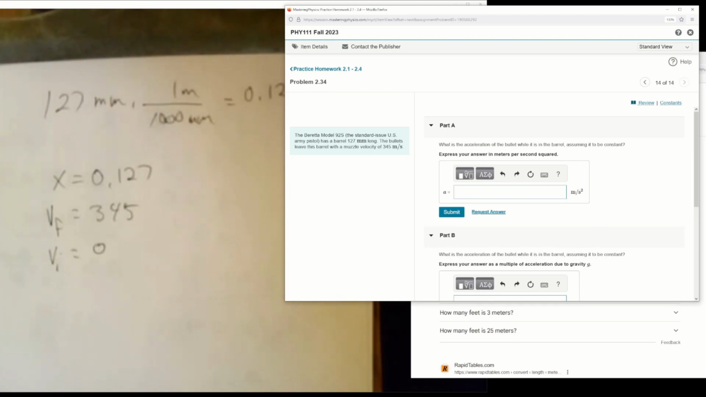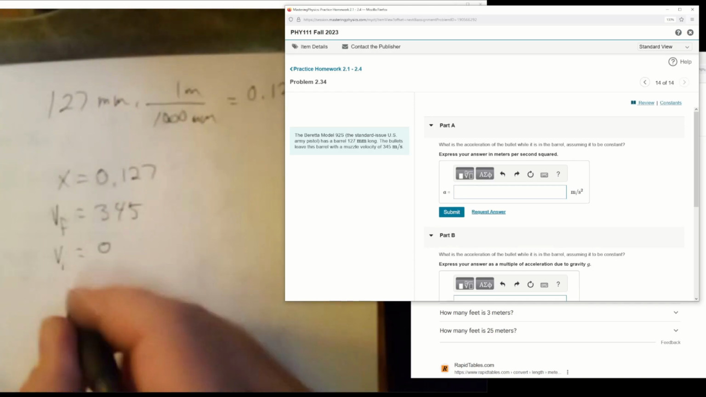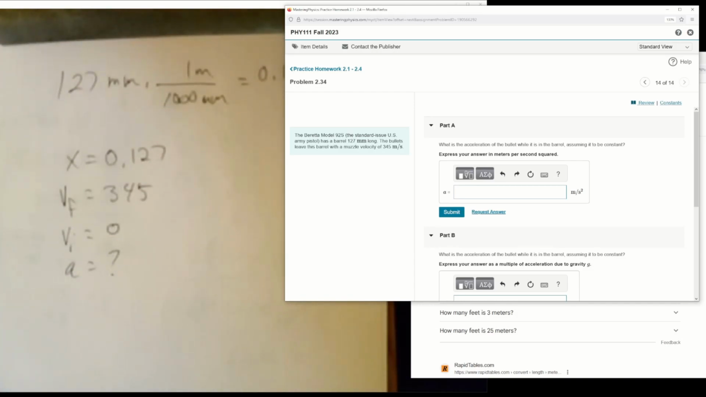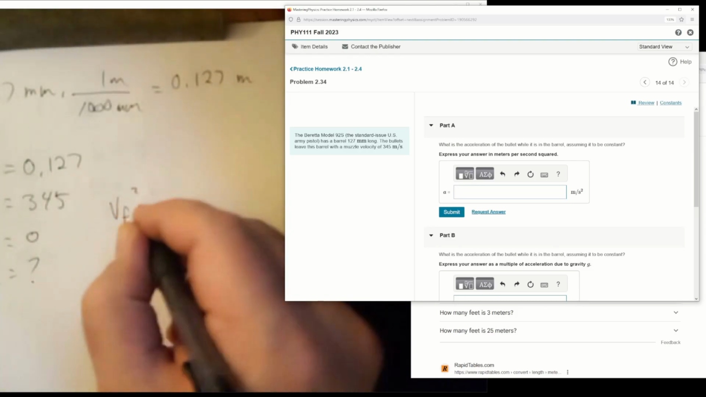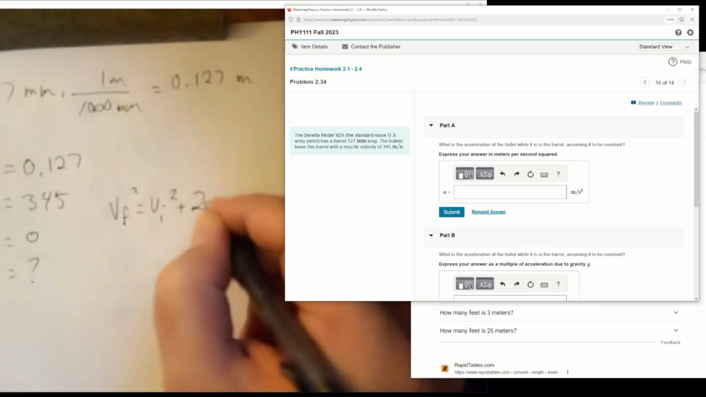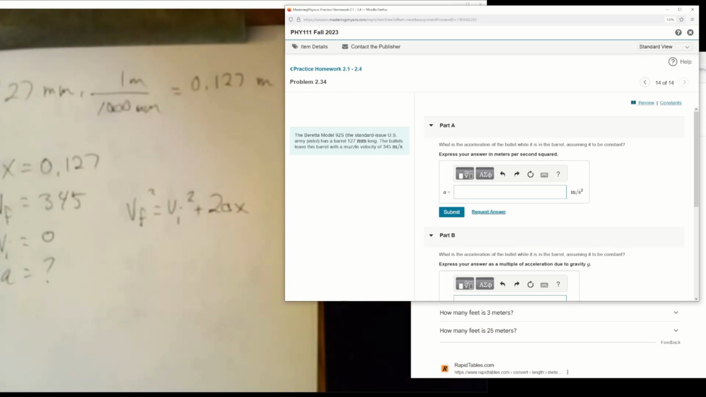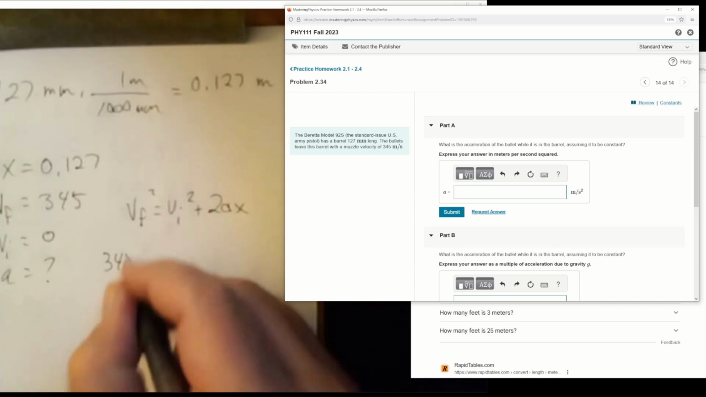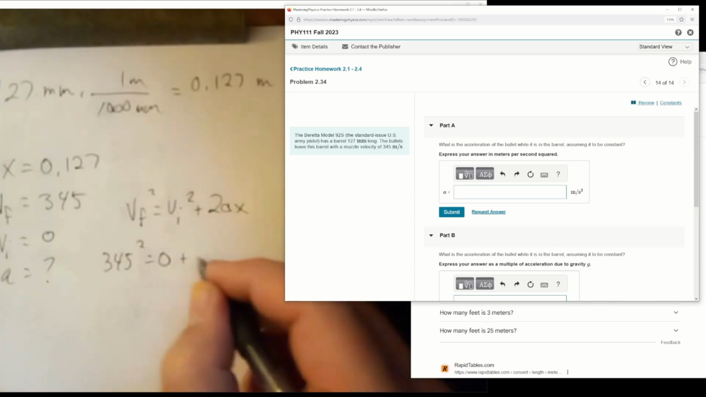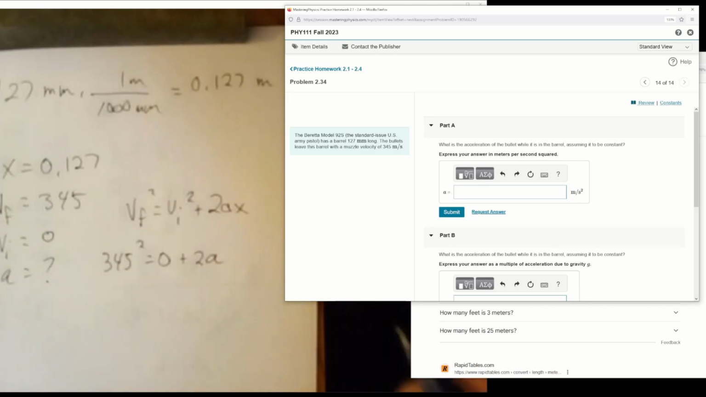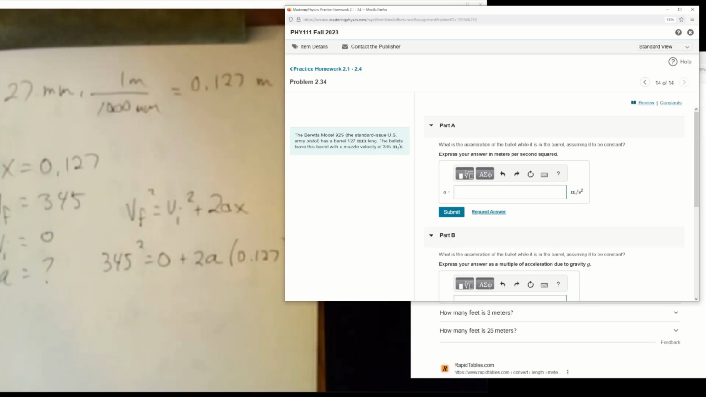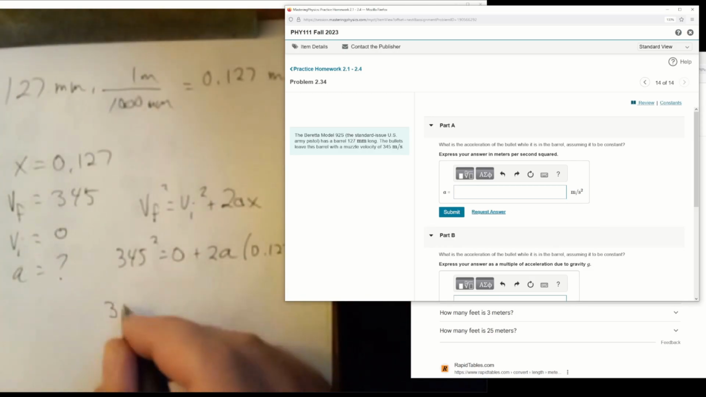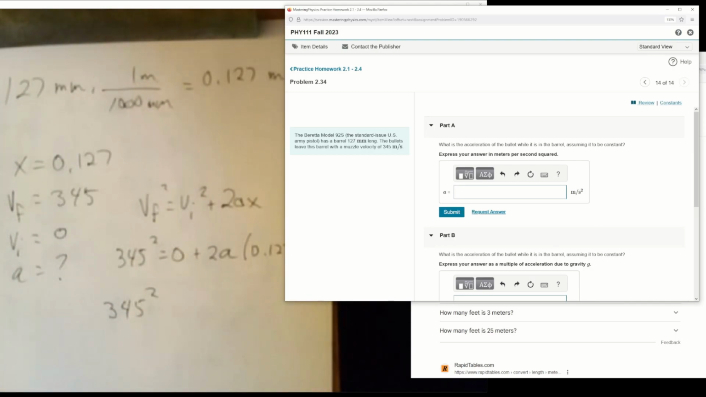And then it wants to know, what is the acceleration of the bullet while it's in the barrel? So they want to know, what is the acceleration here? And then check out the equations. The one that can be used is this one. We'll plug our numbers in. A is what we're solving for. So overall, we'll have this 345 squared divided by 2 times that.